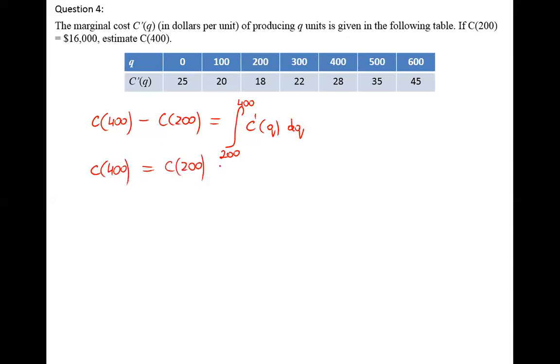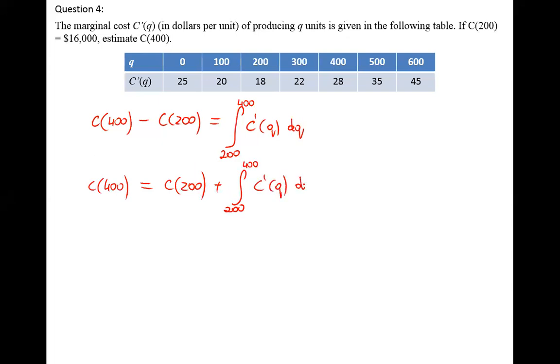I will write the fundamental theorem of calculus. The difference between the cost of 400 and 200 is defined as a definite integral from 200 to 400 of the marginal cost. Okay? And we're looking for the cost of 400. I will simply add this to both sides. I have to rewrite my integral. That means I am adding this. This will be positive, and I will copy for you the integral, C prime at Q dq.